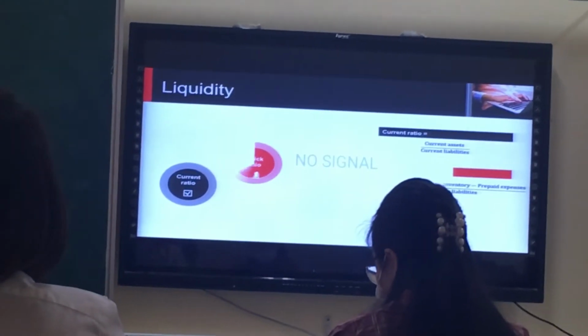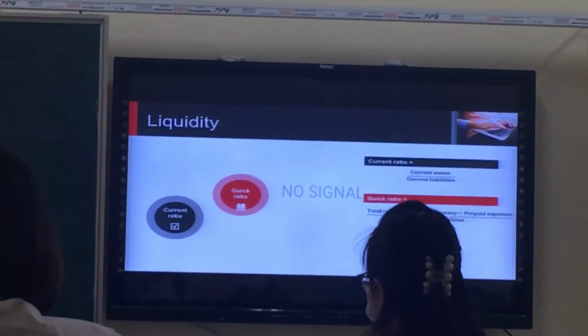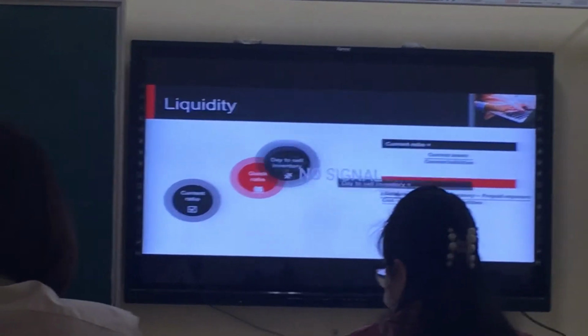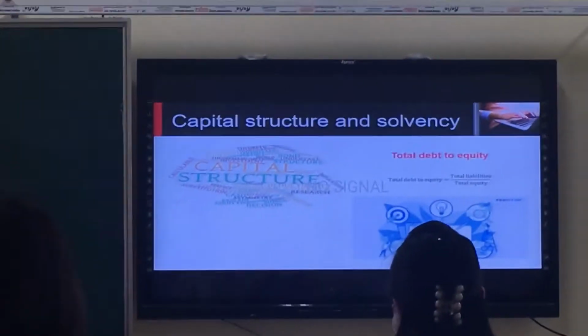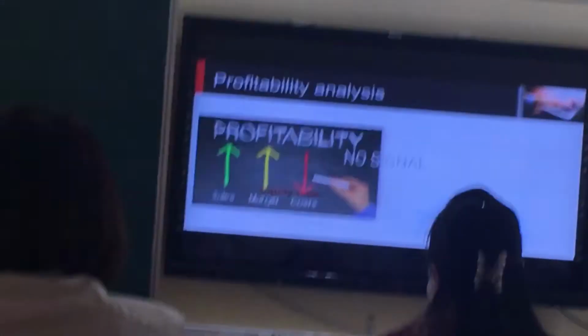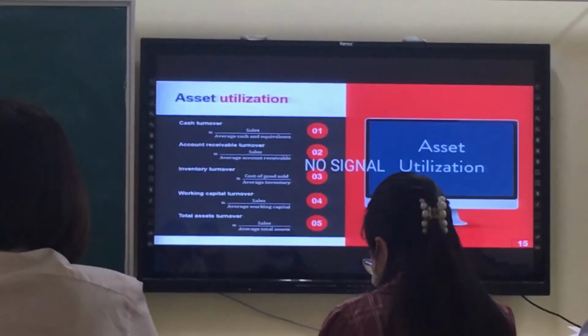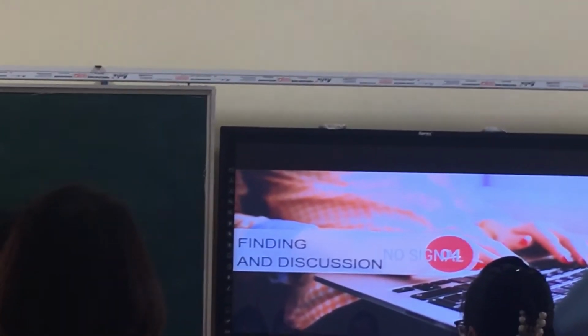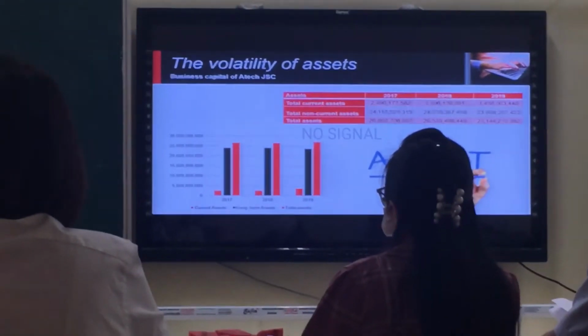And in this part, I will show you the formulas: how I calculate the ratios. And these are all the formulas I use for the research. Here, for example, capital structure and solvency, profitability analysis. So most of them are formulas. And I want to put more emphasis on the financial findings and discussion.